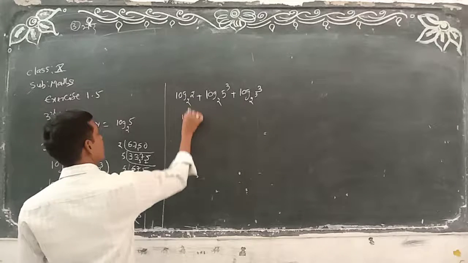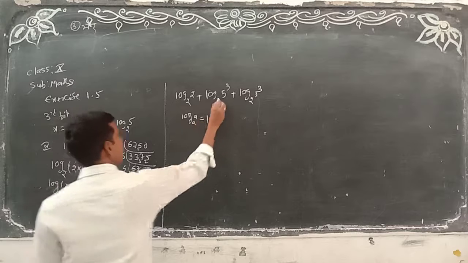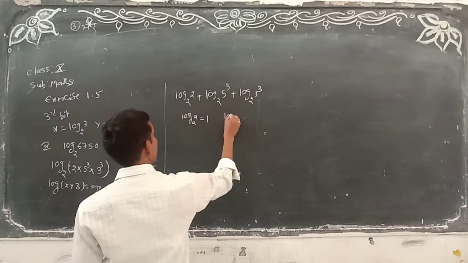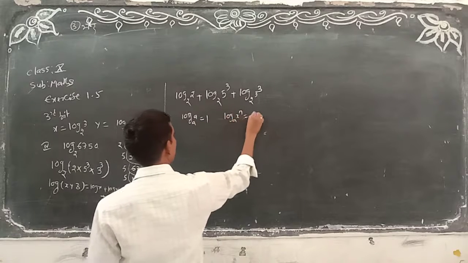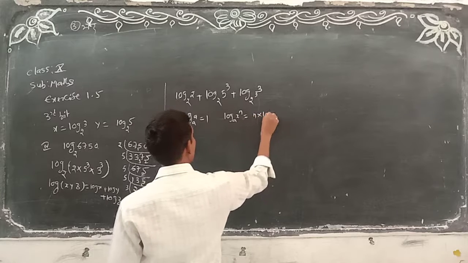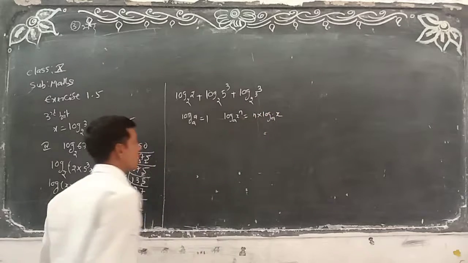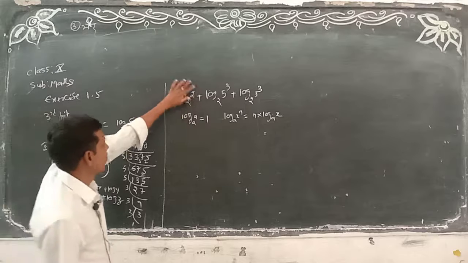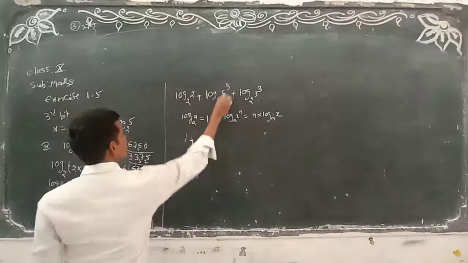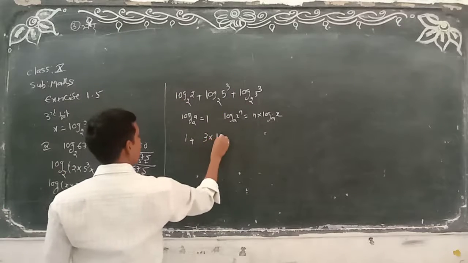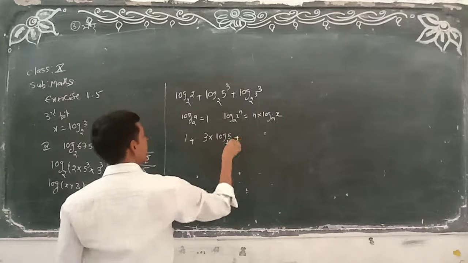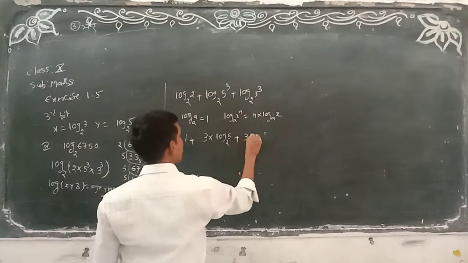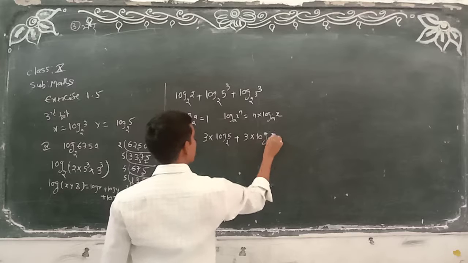This is the first one, the formula log base a of a is 1. For the second and third, look here: log to the base a of x to the power n is equal to n into log to the base a of x. So for this one, the value is 1. For this one, 3 into log base 2 of 5. Next, 3 into log base 2 of 3.